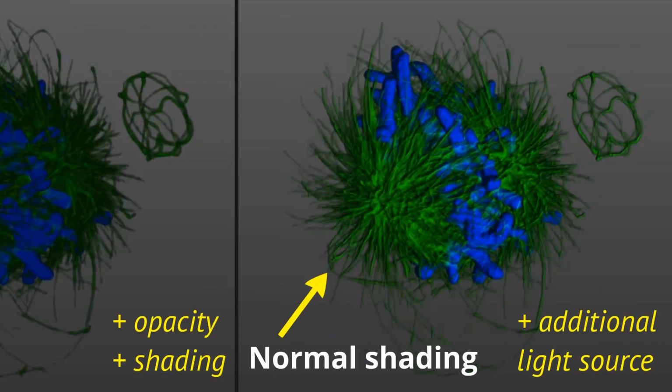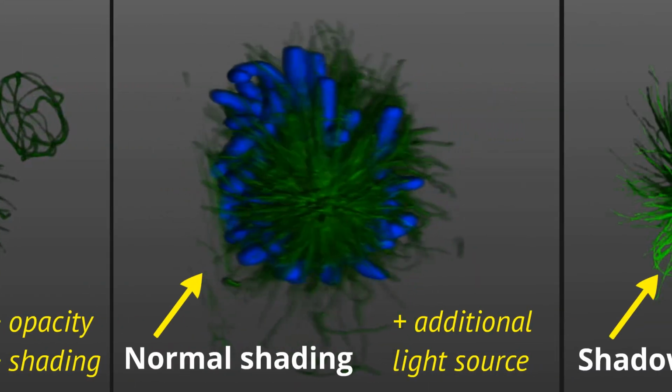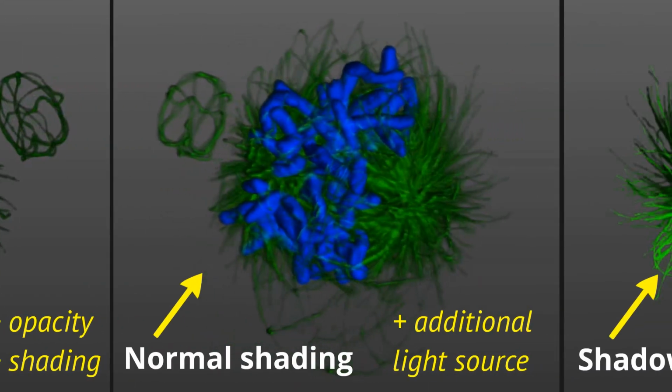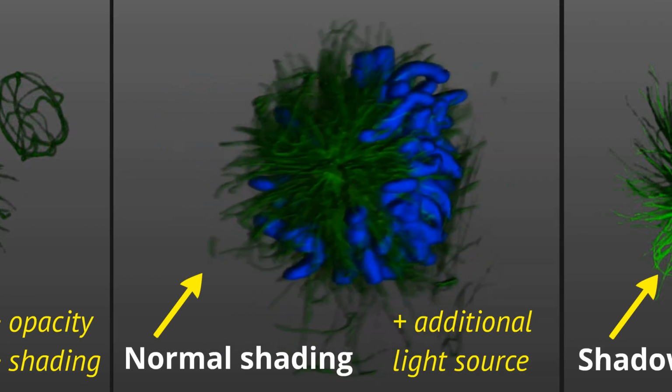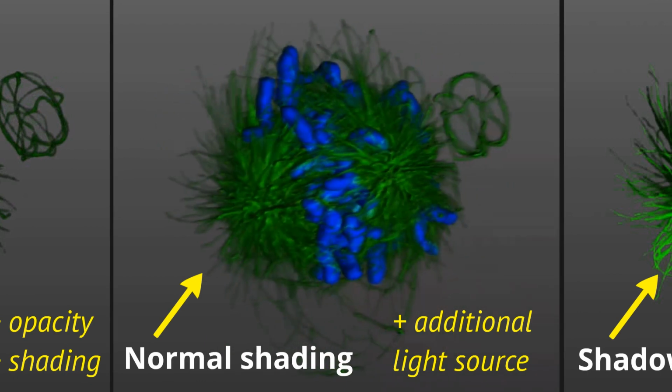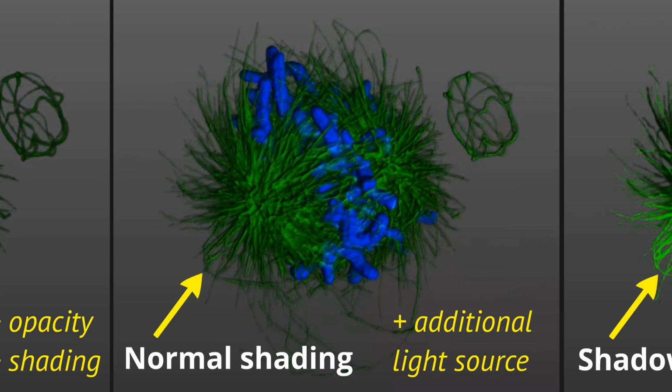Now, the next technique is called normal shading. Now, normal shading is pretty much identical to the blend with one difference. We add an additional light source. So it's like we have a flashlight that you can grab and orient in whatever direction you want. And it allows us to cast basically a gradient of light to help emphasize and put focus on a particular part of the data.